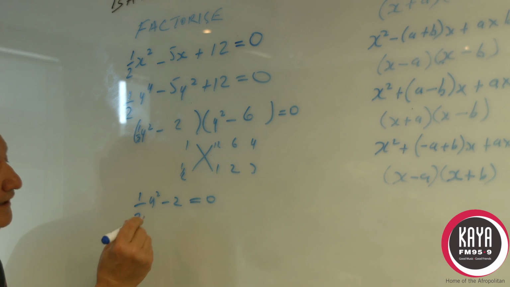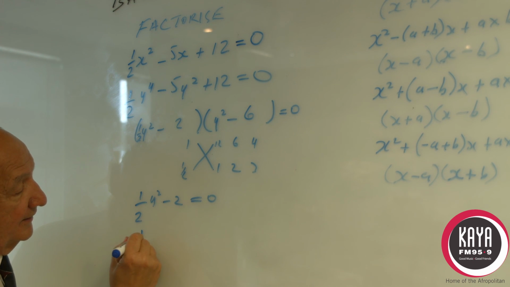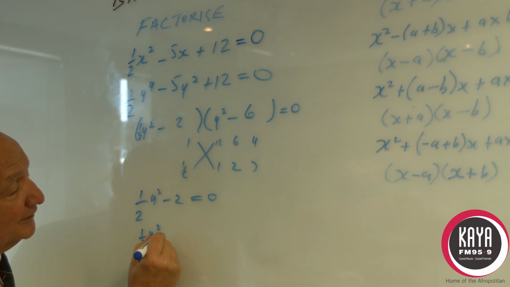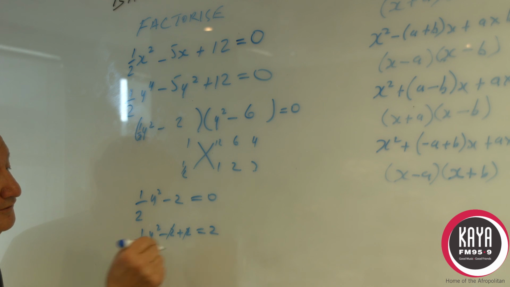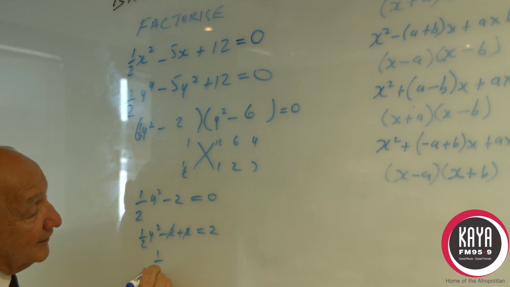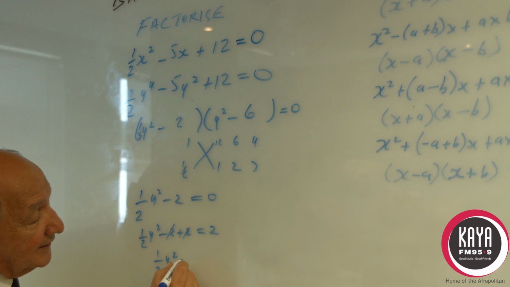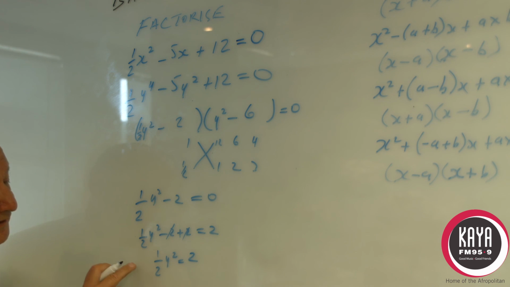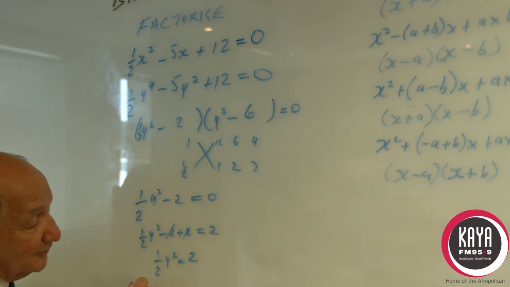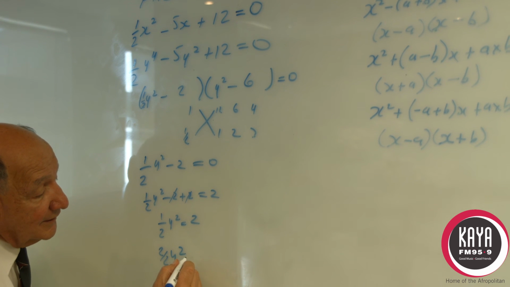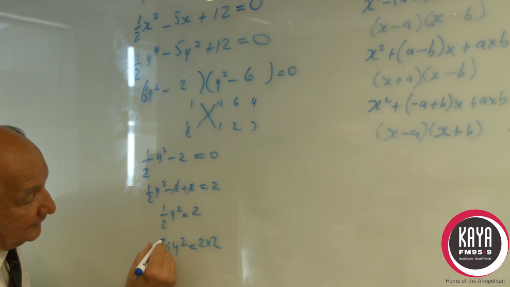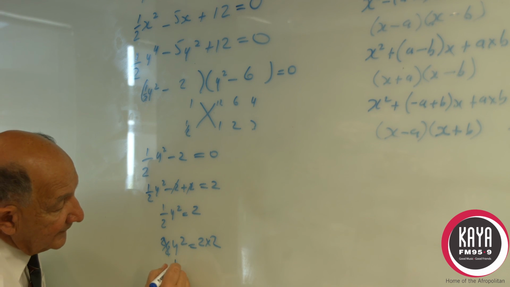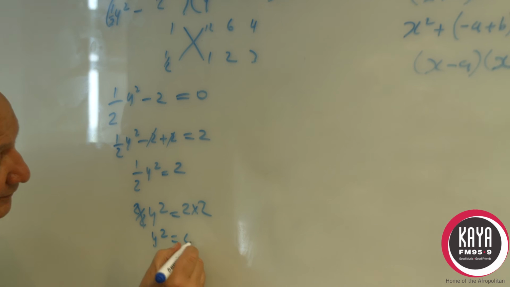We take a half y squared minus 2 plus 2 equals 2, so those 2 disappear. So we have a half y squared is equal to 2. By multiplying through by 2, we get 2 over 2 y squared is equal to 2 times 2. Therefore, those 2 cancel, and y squared is equal to 4.